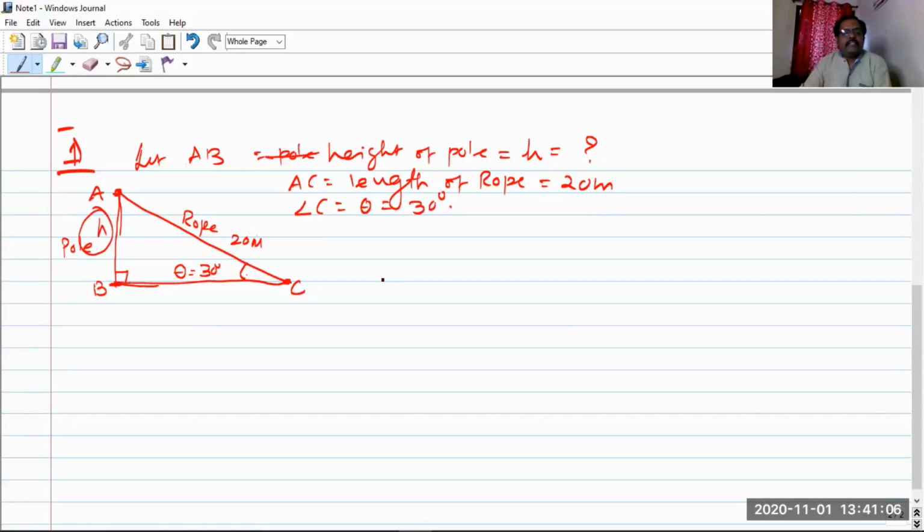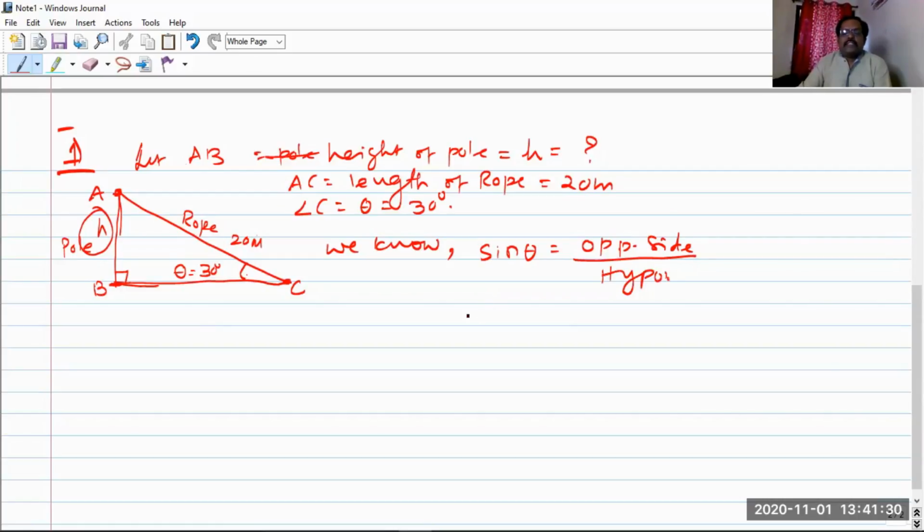So to find the height of the pole, we know the trigonometric ratio in terms of opposite side and hypotenuse: sine theta is equal to opposite side upon hypotenuse. Opposite side upon hypotenuse is nothing but sine theta.